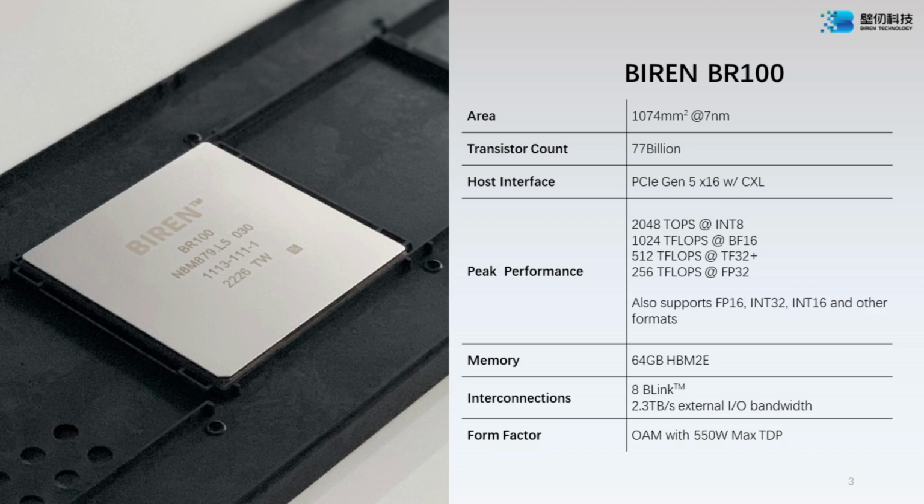Let's take a look at the BR100 spec. With 77 billion transistors at 7 nanometer, the full implementation of BR100 delivers 2048 INT8 TOPS, 1024 BF16 TFLOPS, 512 TF32+ TFLOPS, and 256 FP32 TFLOPS tensor performance, making it one of the fastest GPUs in the world. On the memory side, the chip is attached with 4 HBM2E stacks with up to 64 GB memory capacity. Together with 8 scale-out BLink interconnections, BR100 can provide over 2.3 terabytes per second aggregated external I/O bandwidth.